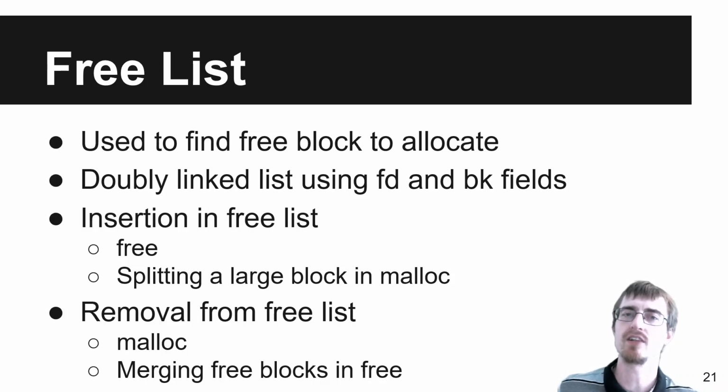So the free list is used to find a free block to allocate. It's a doubly linked list using the FD and BK fields. So FD points to the next chunk in the free list and BK to the previous one. Now, when do we actually need to operate on the free list? We insert something into the free list at free time. And we also insert something into the free list when we're splitting a large block in malloc.